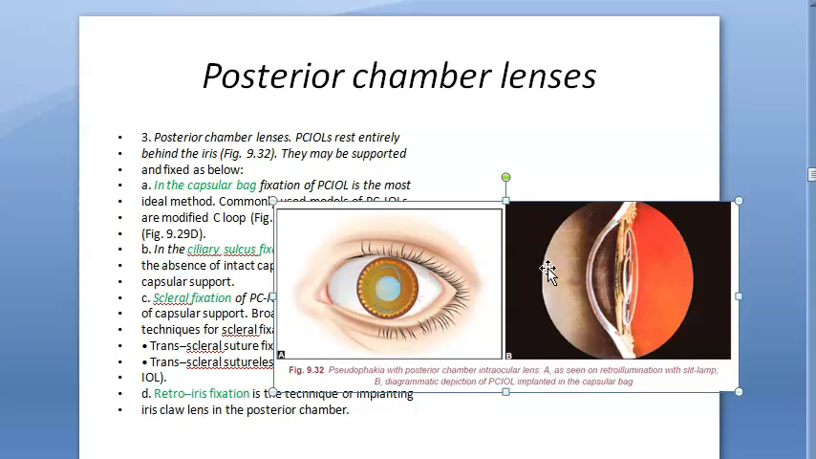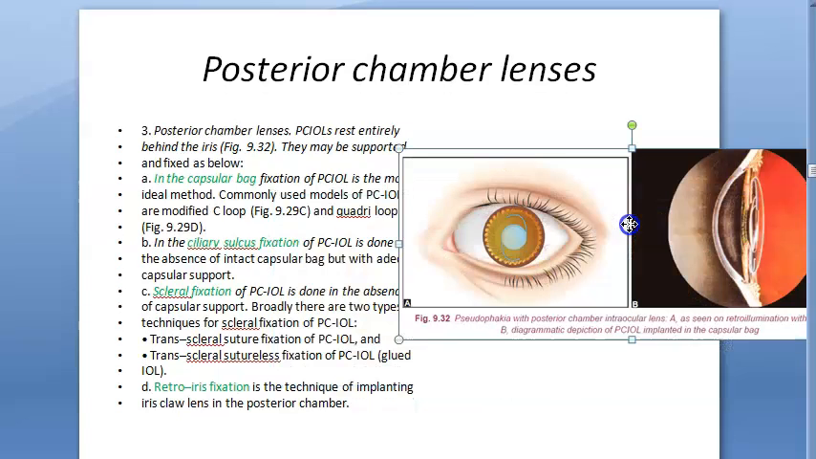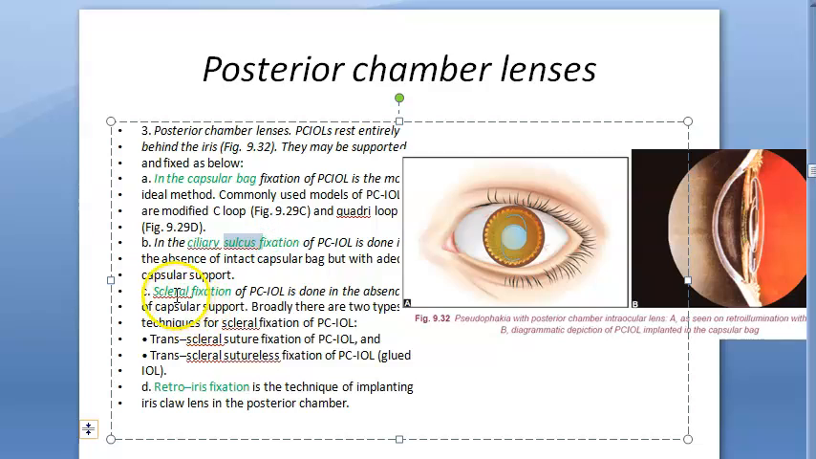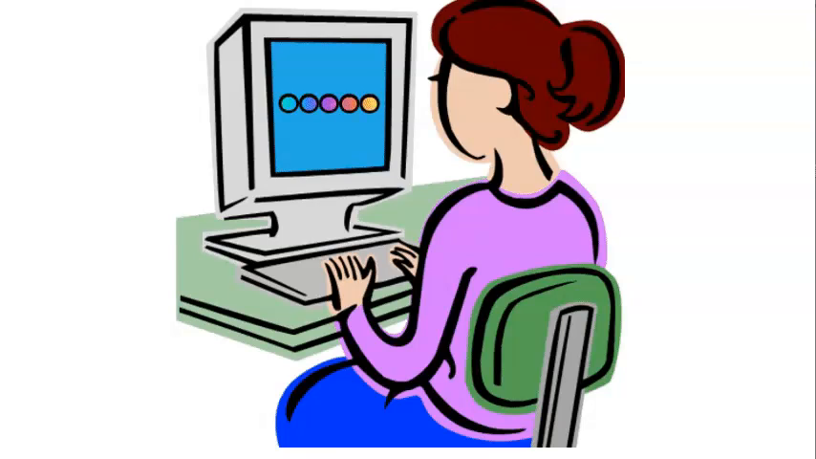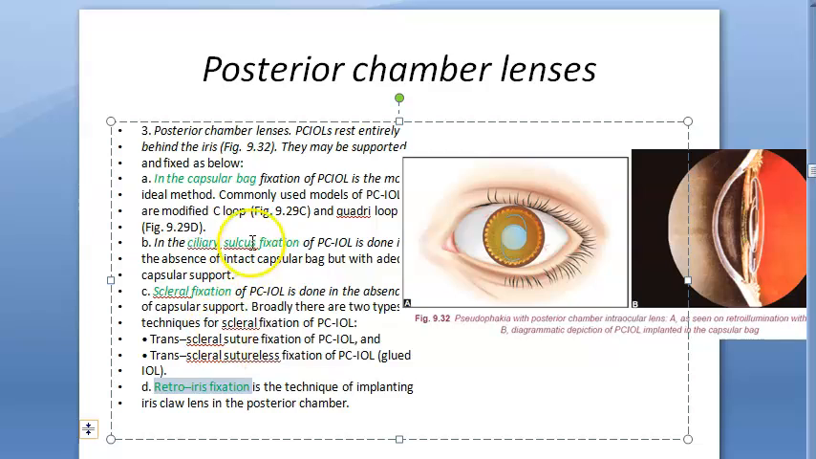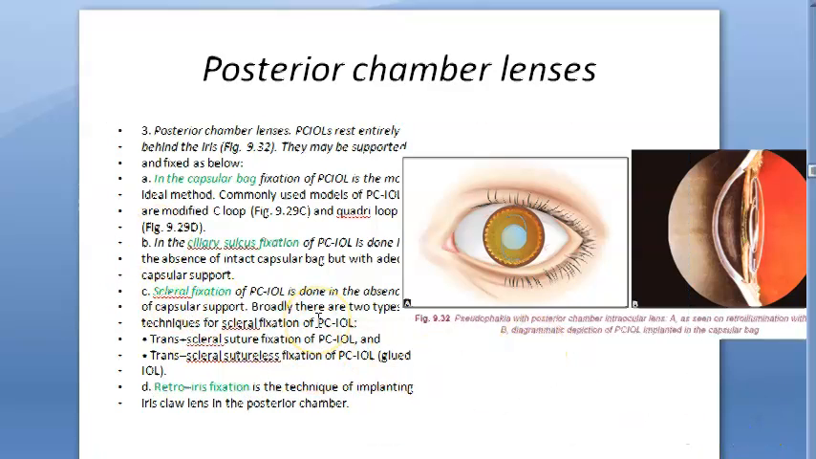In the capsule. Ciliary sulcus fixation. Scleral fixation. Retro iris fixation. In this, actually, they are taking the iris claw lens and putting it in the posterior chamber. So in the posterior chamber, which they actually do, you have in the capsule, then ciliary sulcus fixation, scleral fixation, retro iris fixation. So many types are there in posterior.